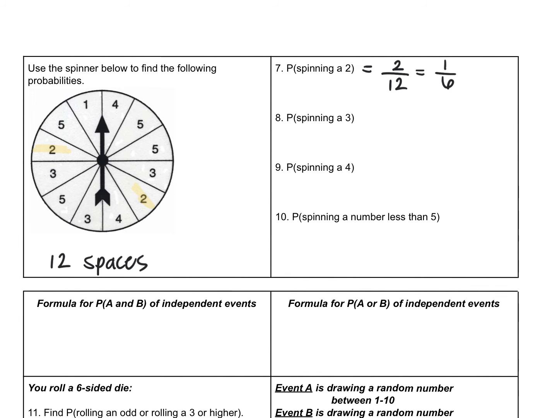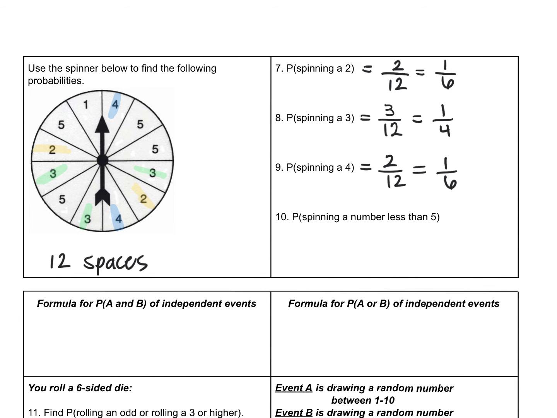Okay. Next, we want to find the probability of spinning a 3. There are 3 3s. So we get 3 out of 12, which is 1/4. Next, we'll look at spinning a 4. There are 2 4s. So it's going to have the same probability as spinning a 2, which is 2 out of 12, which is 1/6. And then lastly, spinning a number less than 5.